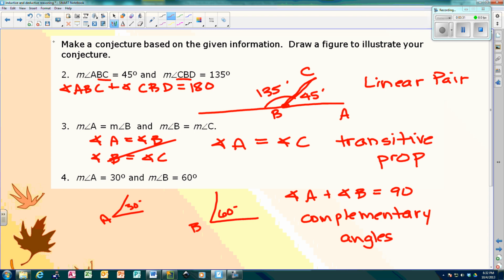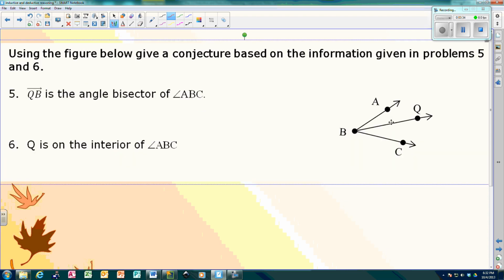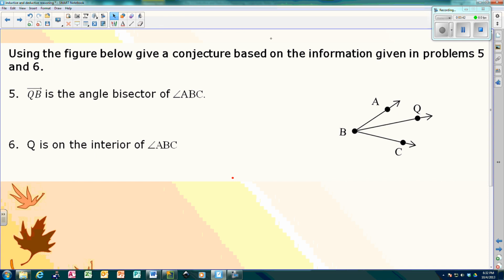All right, moving on to number 5. So we're going to use this picture this time so that we can answer the next few questions. All right. So if QB is an angle bisector, so if this ray is a bisector of this whole angle, then these two are congruent. Don't forget to put your marks. What is the conjecture that you can make? Well, I know if I took the whole angle and bisected it, that I have two equal pieces, so my conjecture would be that angle ABQ is congruent to angle QBC.